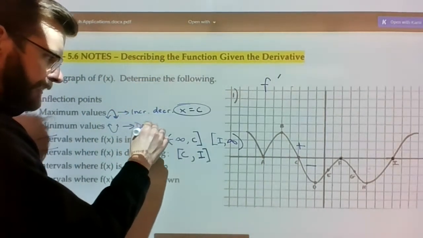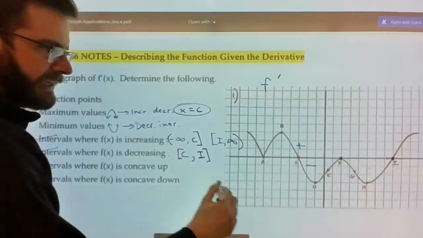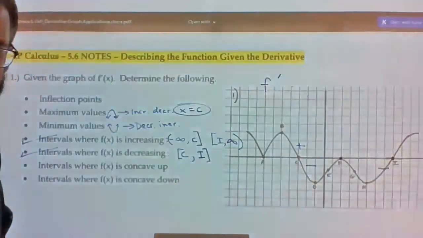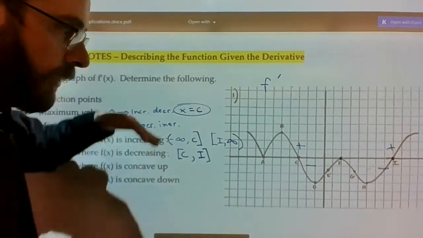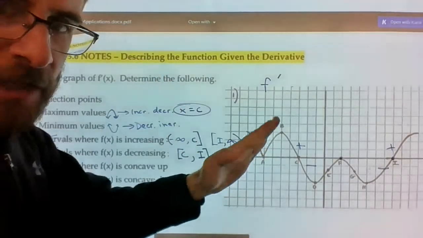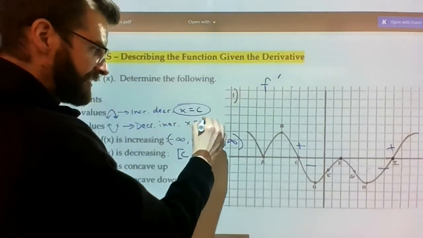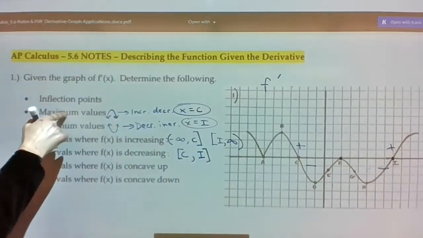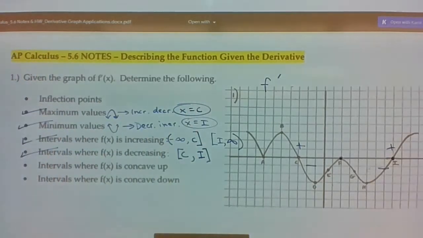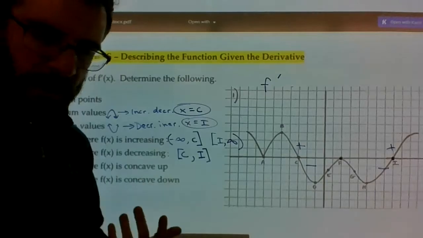From decreasing to increasing, it's negative for my derivative to positive for my derivative. So decreasing to increasing at I. So I is a relative min. I is a relative min. C is a relative max x value. Wow. Okay. Now, I'm going to erase everything I've marked up here so we can talk about the second derivative.